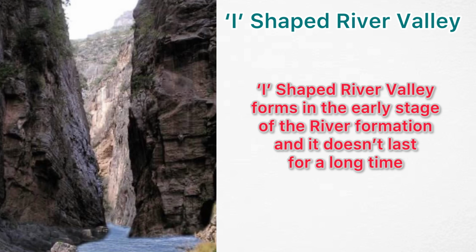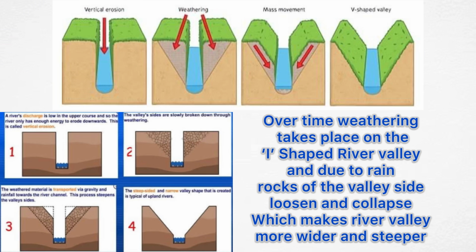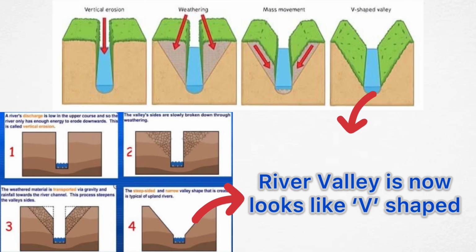I-shaped river valleys are formed in the early stage of the river formation, which does not last for a long time. Over time, weathering takes place on I-shaped river valley, and due to rain, the rocks of the valley side loosen and collapse, which makes river valley more wide and steeper, which now looks like an English alphabet V. That's why it is known as V-shaped river valley.